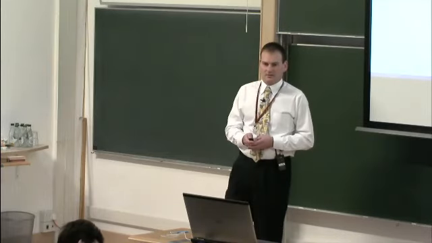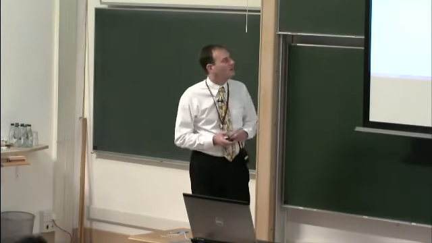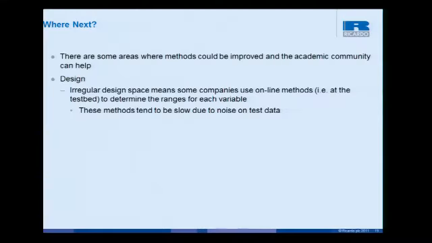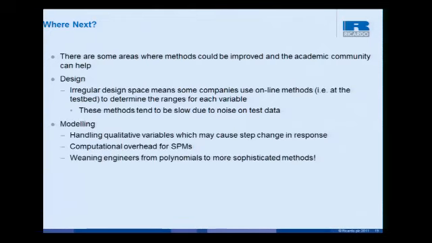Where next? This is my opinion of where we would like some brilliant ideas from the academic community. At the design stage, range setting is the most time-consuming activity. You saw that very irregular design space. Some companies will use an online, on the test bed, automated method of trying to find the runnable region for the engine. Those online algorithms are quite slow because the data is a little bit noisy. So that's possibly an area where new methods could be developed.